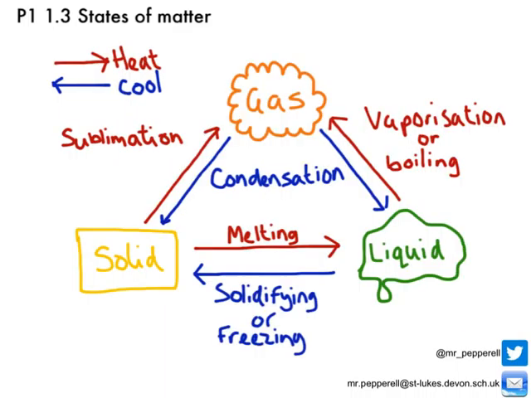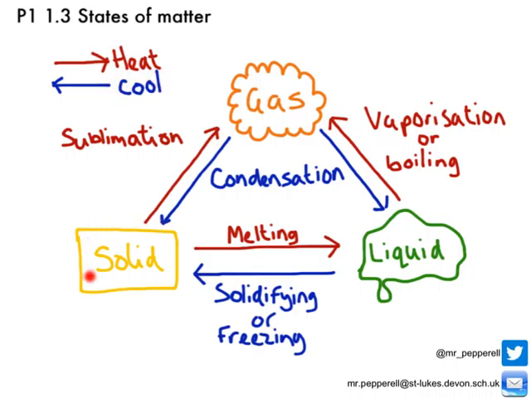So we know that materials can exist in one of three states, but they can also change between these states. And these changes are brought about by a change in temperature. So from this diagram, we can see that we've got a solid, a liquid and a gas here. On my diagram, my red arrows indicate an increase in temperature or heating. My blue arrows indicate a decrease in temperature and cooling.